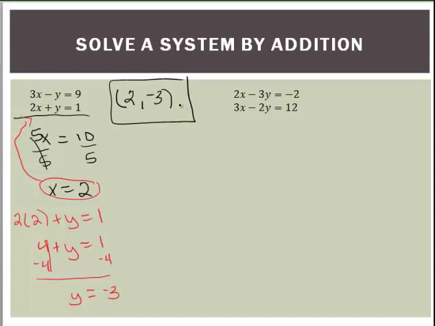You can still check these the same way. This is just another way to solve a system. So how about that second one? We need to be able to add the two equations together so that one of the variables goes away.